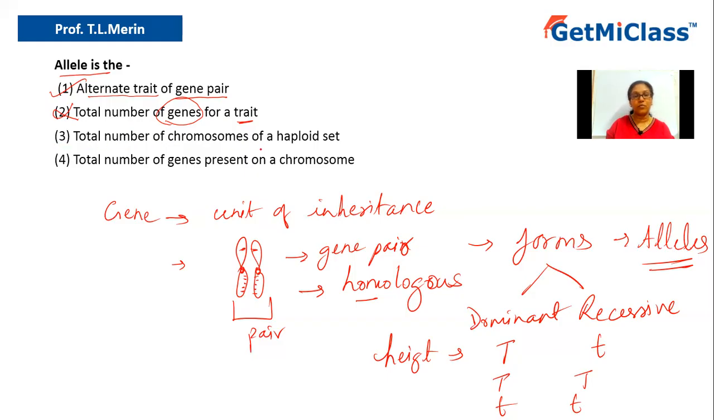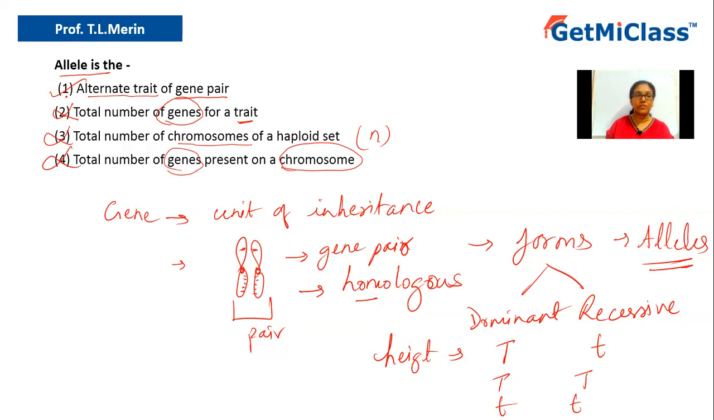Option 3 says total number of chromosomes of a haploid set. Here we are considering the entire set of chromosomes, the haploid set, which we denote as N. You have many genes on each chromosome, hence you will have many alleles on each chromosome. So we cannot consider the total number of chromosomes here because that is a higher level of organization. Option 4 says total number of genes present on a chromosome. Again, on each chromosome you have many genes, right? And alleles are the different forms of the same gene pair. But here they are talking about the total number of genes present on a chromosome. That cannot be considered an allele because each gene has its own allele, right? Hence it is ruled out.